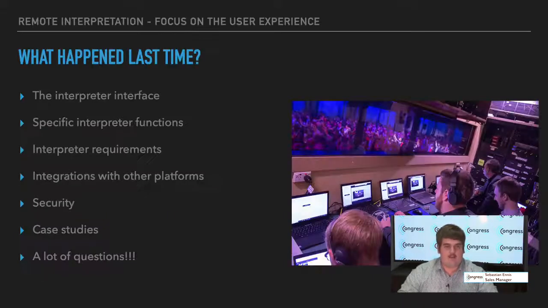So, a recap on last time. We looked at the interpreter interface, so all of the specific interpreter functions. These are the functions that allow us to integrate interpretation into any platform, including running multiple interpreters per language, language relays, handovers, and dedicated chat areas. We touched further on integrations with other platforms. We outlined the security features of the platform and explained a couple of case studies showing different ways that we have used the platform in the past.